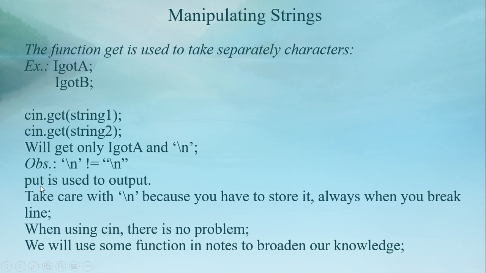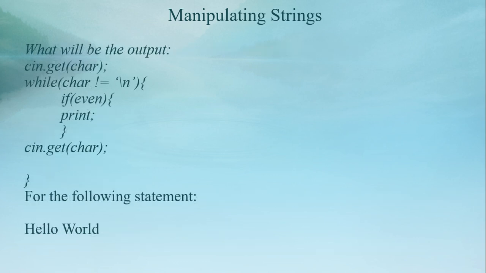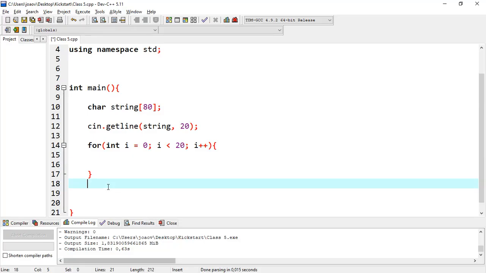We can use put also to print on the screen, and we have to take much care with endl, because endl breaks the line, and maybe we want to break the line or not. So as everything in the language, it's not trivial. So what will be the output? cin.get char receives a char here. While char is not a break line, you read the statement. If the statement is true, you just print and you continue getting the char. Or better, you just take the char from the keyboard, following the statement.